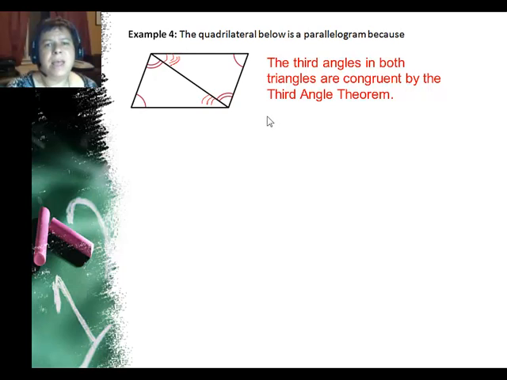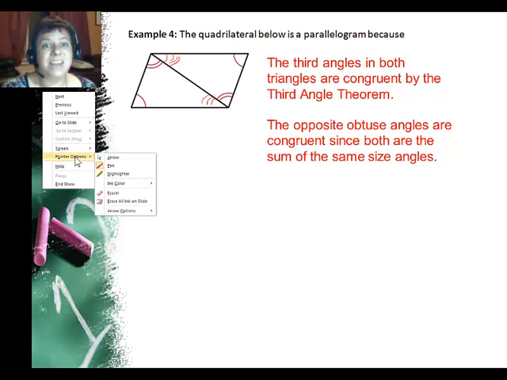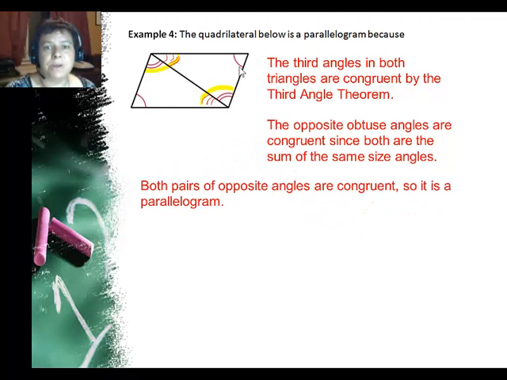Well, then I have the opposite obtuse angles are congruent. Do you see that? If I take a highlighter, let me get a highlighter. And actually there are different ways to approach this problem. This is the way I approached it, but you could have approached this different ways. So I said, aha, look, that angle there and that angle there have to be congruent because they're the sum of the same size angles. And since we have opposite angles congruent here and opposite angles congruent on the other, both pairs of opposite angles are congruent, so it is a parallelogram.